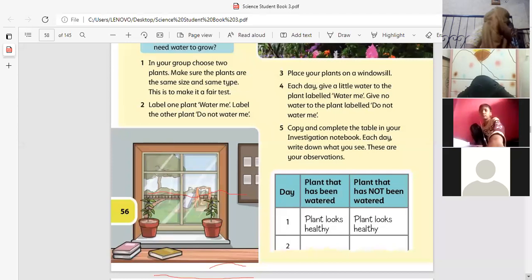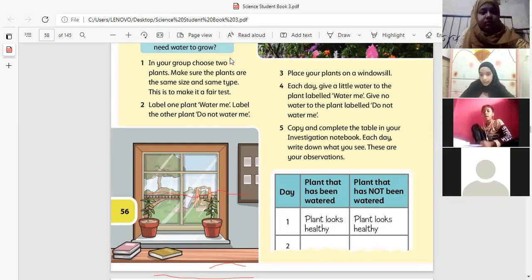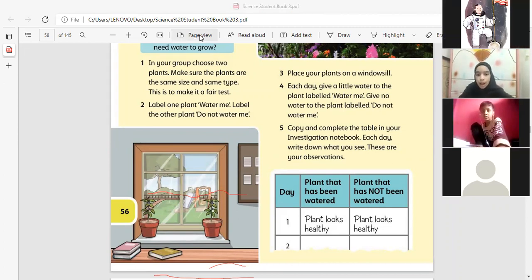Give me a moment. My laptop. Unmute. Give me a moment. Mute. Then think, why are light and water important? Please mute.